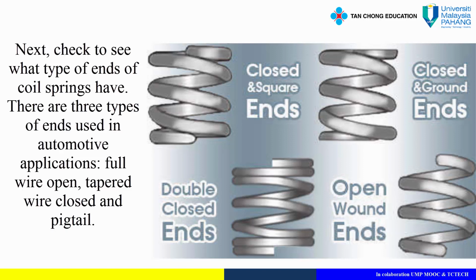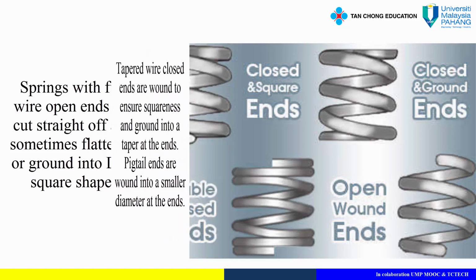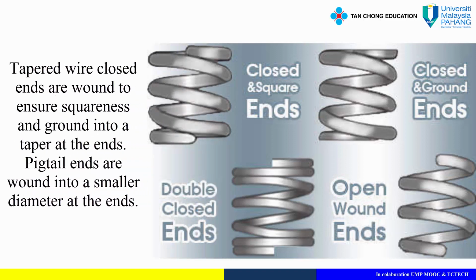There are 3 types of ends used in automotive applications: full wire open, tapered wire closed, and pigtail. Springs with full wire open ends are cut straight off, and sometimes flattened, or ground into D or square shape. Tapered wire closed ends are wound to ensure squareness, and ground into a taper at the ends. Pigtail ends are wound into a smaller diameter at the ends.